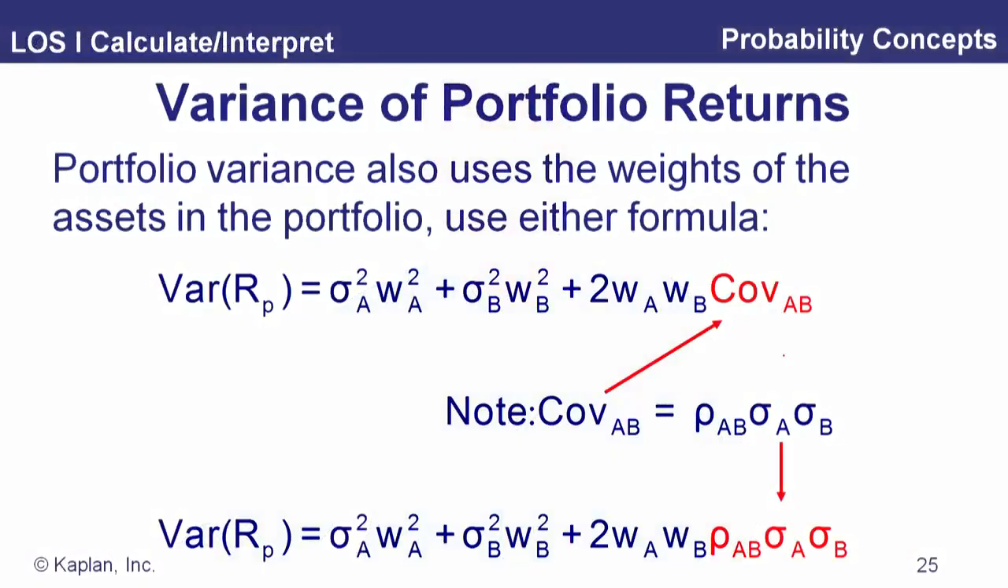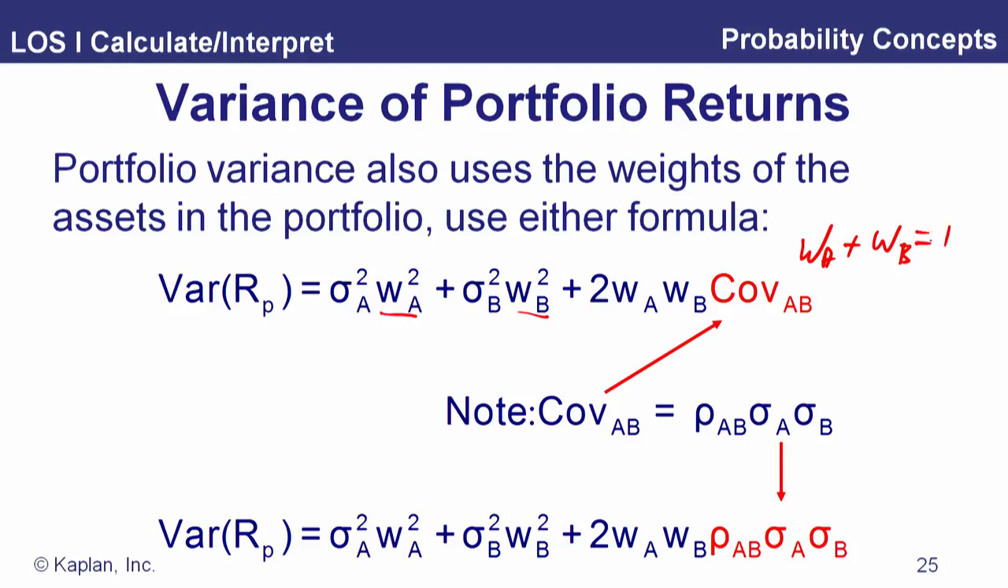Now, this LOS here wants us to calculate the variance of portfolio returns. So we've got two different assets now. We've got asset A and we've got asset B. And we're putting them in a portfolio in some weights, right? 60% in A, 40% in B. We know that the weight in A, and that's our WA here, and the weight in B add up to 1. And that's because we've only got two stocks in our portfolio.